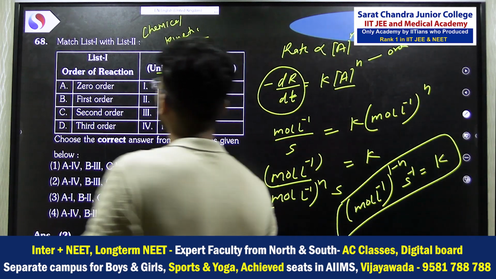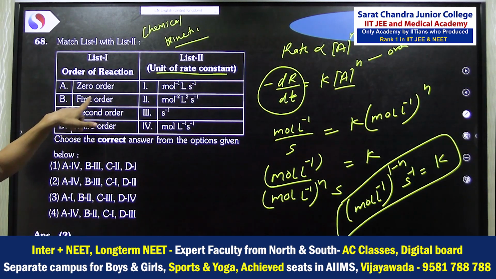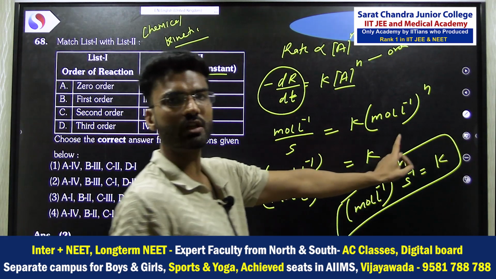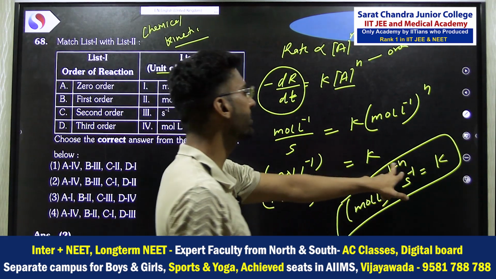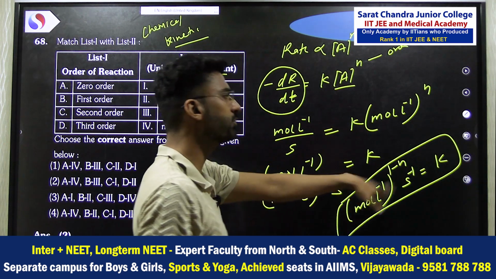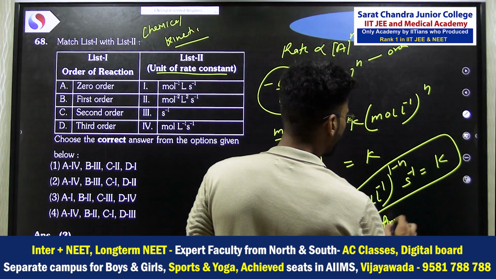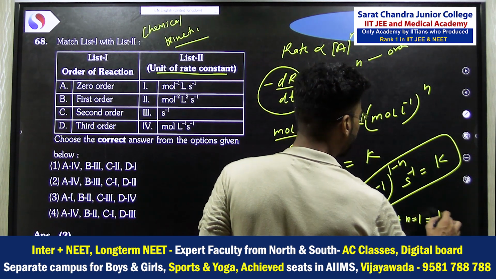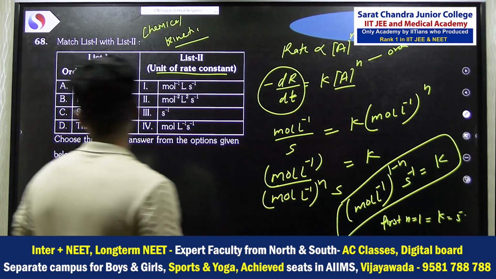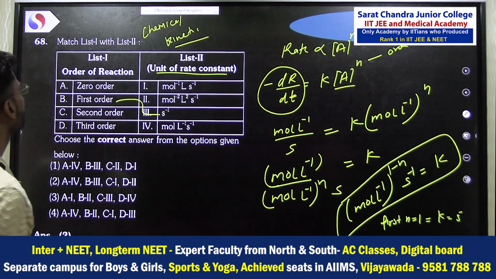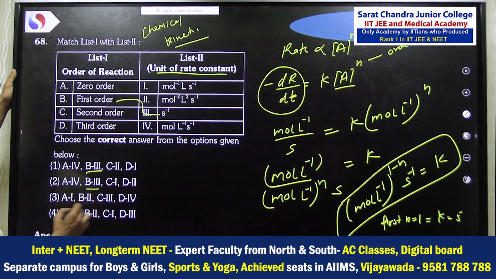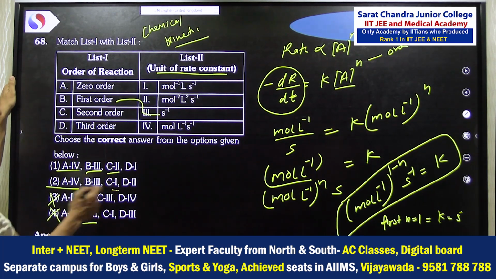Okay. So let me check B. If it is a first order reaction, n value equals 1. If n equals 1, then 1 minus 1 is 0, and anything power 0 equals 1 only, which means K for first order will be second inverse. So for first order, options B3 and B2 cancel. So only two options are there, no need to check option A. Both are the same, we'll check C.